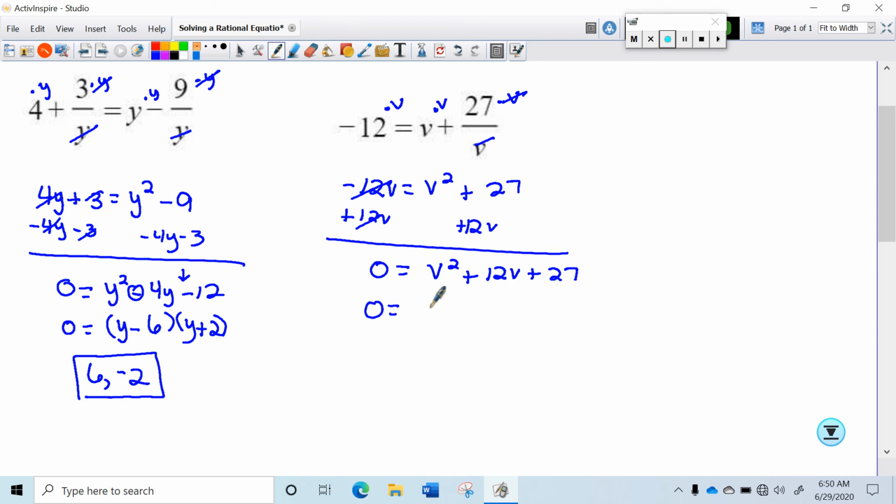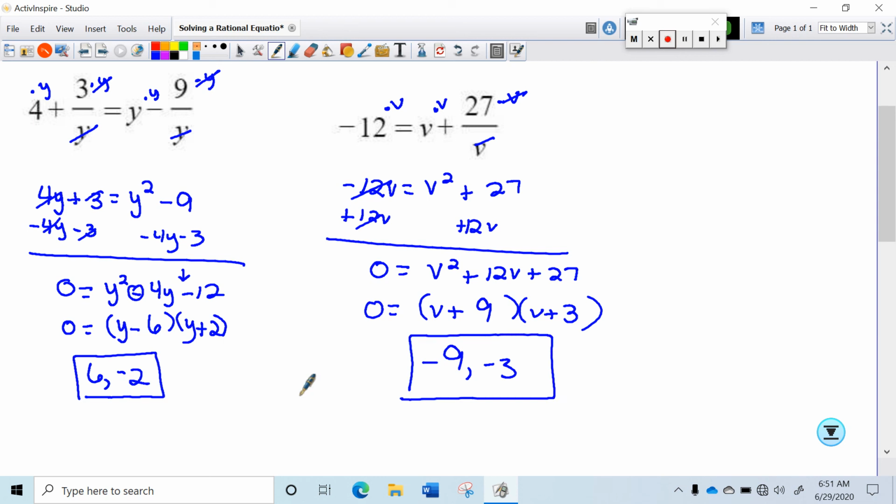I'm going to factor by making two sets of parentheses, splitting up the v's. Everything's positive, so everything stays positive. Work backwards. The factors of 27 that when I add them equal 12 are 9 times 3, biggest one first, do the opposite. The opposite of positive 9 is negative 9. The opposite of positive 3 is negative 3. And the only thing that would make the denominator here 0 is if we had a 0 for an answer, but we don't. So those are my two answers.